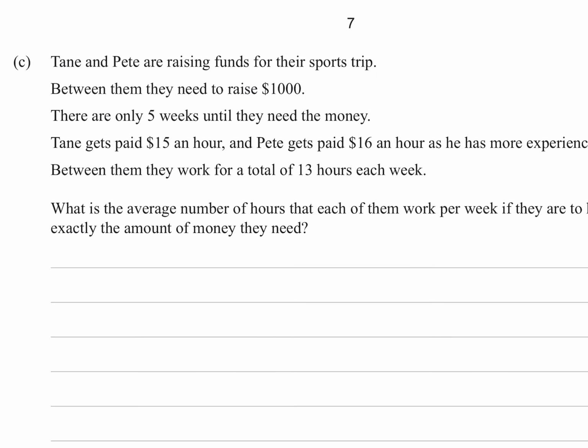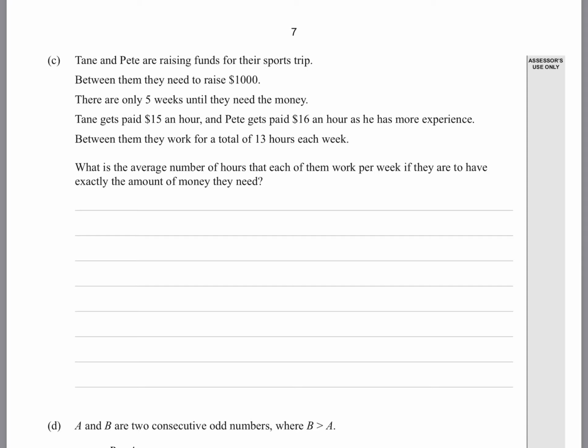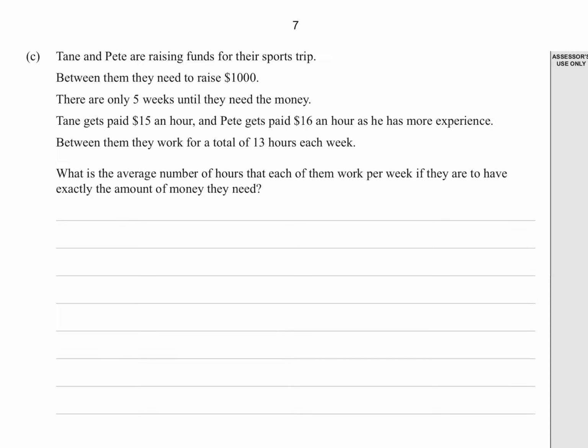Alright. Tane and Pete are raising funds for their sports trip. Between them, they need to raise $1,000. There are only 5 weeks until they need the money. Tane gets paid $15 an hour and Pete gets paid $16 an hour as he has more experience. Between them, they work a total of 13 hours each week. What is the average number of hours that each of them need to work per week if they were to have the exact amount of money they need, okay?